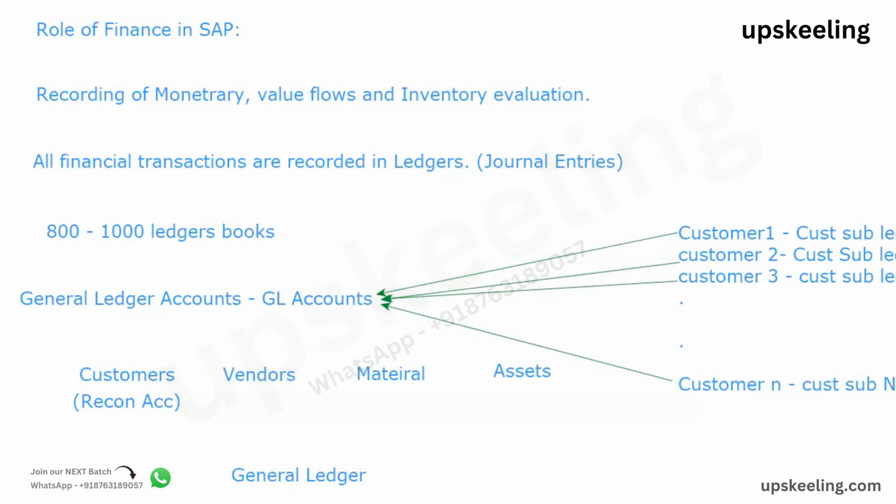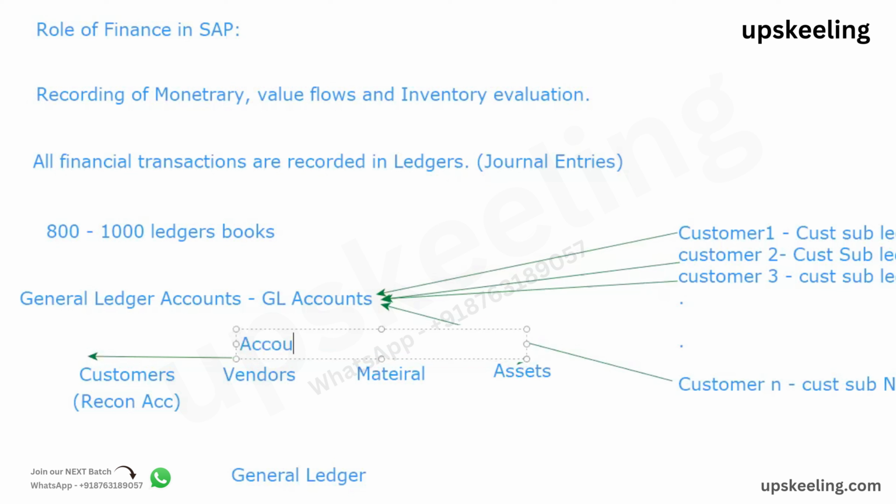And this is the reason that in SAP, not only GL accounts are considered accounts, your customers, vendors, materials, and assets are also considered accounts. These are all put together. These are also called accounts.